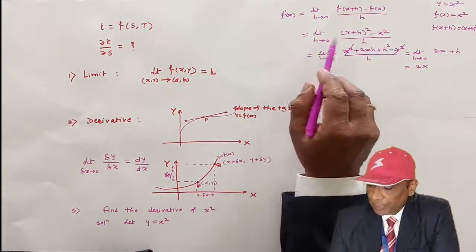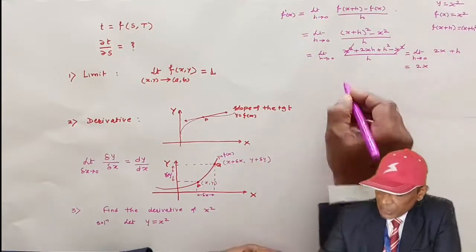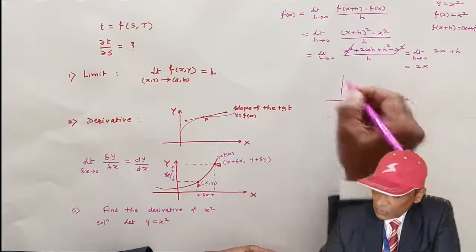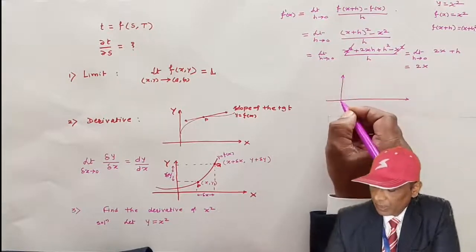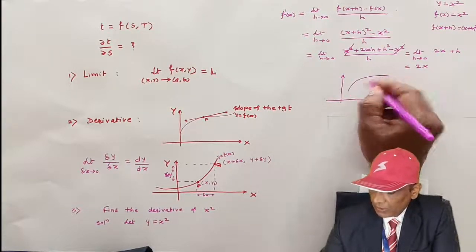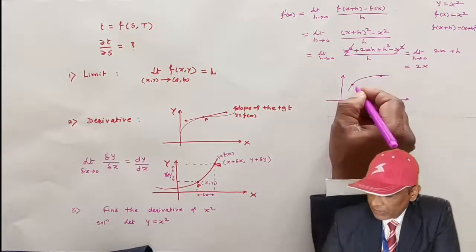So in this way, we found the derivative of y with respect to x. In this way, we found the derivative of x square with respect to x, where y is equal to x square. Okay, the definition of the derivative, now I think it is clear to you.